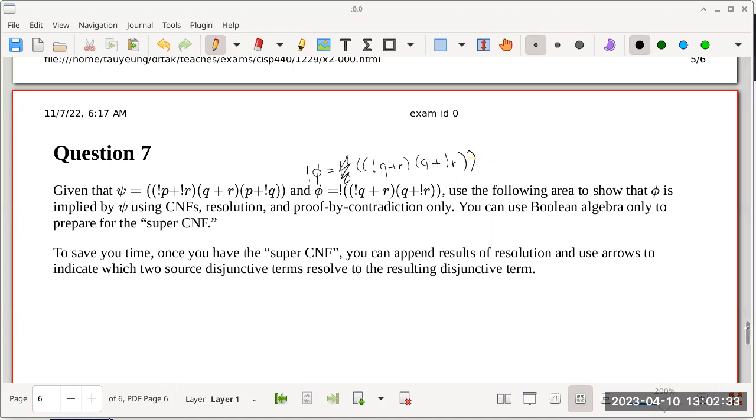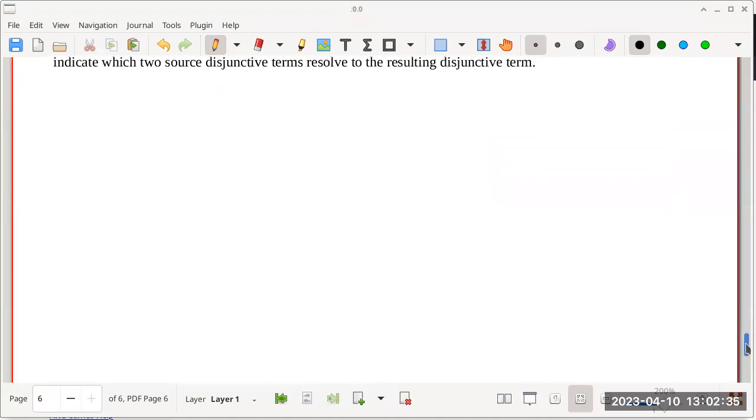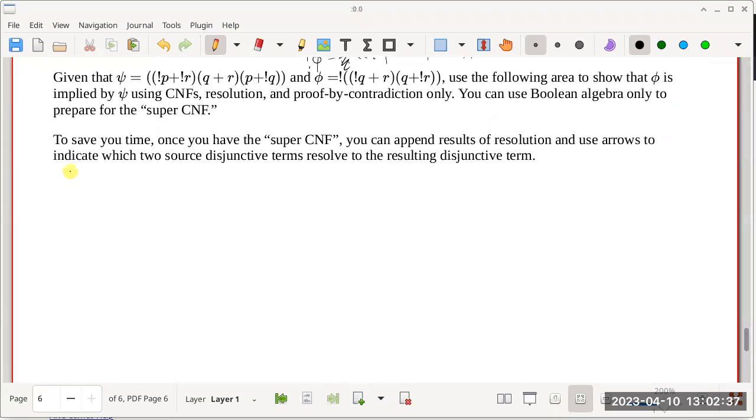So we'll go ahead and use the vertical format, which I find a little bit easier to work with. So we have not P or not R. We have Q or R. We have P or not Q. And then we have not Q or R. And then we have Q or not R. Okay, so let's do some resolution here.